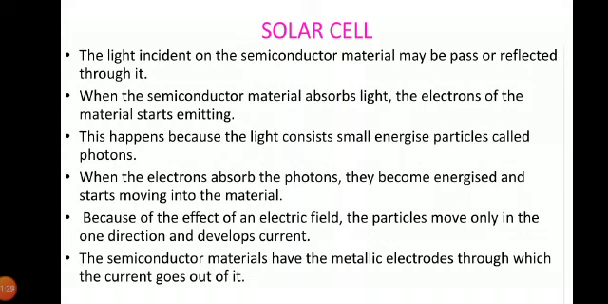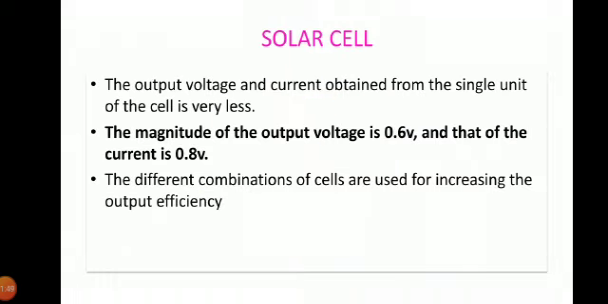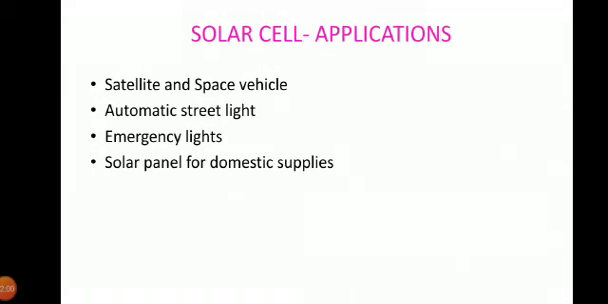And as I said earlier, when the p-n junction of the solar cell is illuminated, electron hole pairs will be generated, and an electric field will be established near the junction by positive and negative ions created due to the production of electron hole pairs. Usually the output obtained from a single cell will be very small, in the order of 0.6 volt or 0.5 volt. So the cells will be cascaded to get higher voltages. Solar cells can be used in many applications such as automatic street light, emergency light, and as a solar panel for domestic supplies.